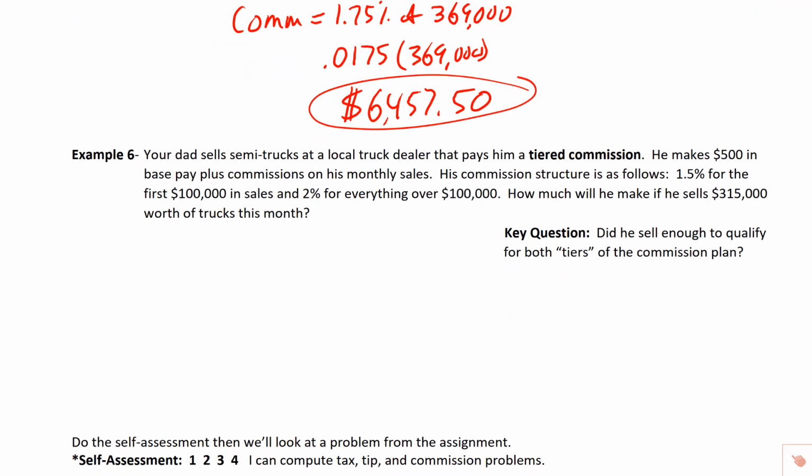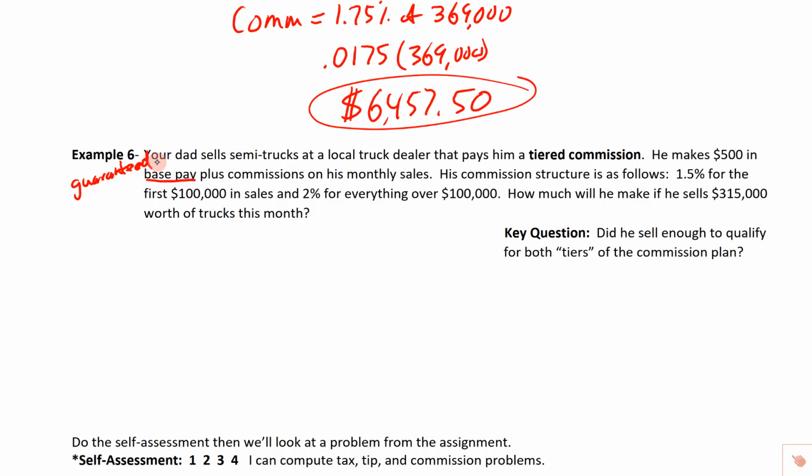Now, this next problem is a little bit different. Let's say your dad sells semi-trucks and they pay him on a tiered commission. So here's how a tiered commission works. Depending on how much you sell, you might make a higher percent. So the more you sell, the bigger your percentage. Now, in addition to this, it says he makes $500 in base pay. Base pay is like a guarantee. So I'm just going to write guarantee. Guaranteed. So he makes $500 no matter what. So if he has a bad month, doesn't sell anything, he still makes $500.